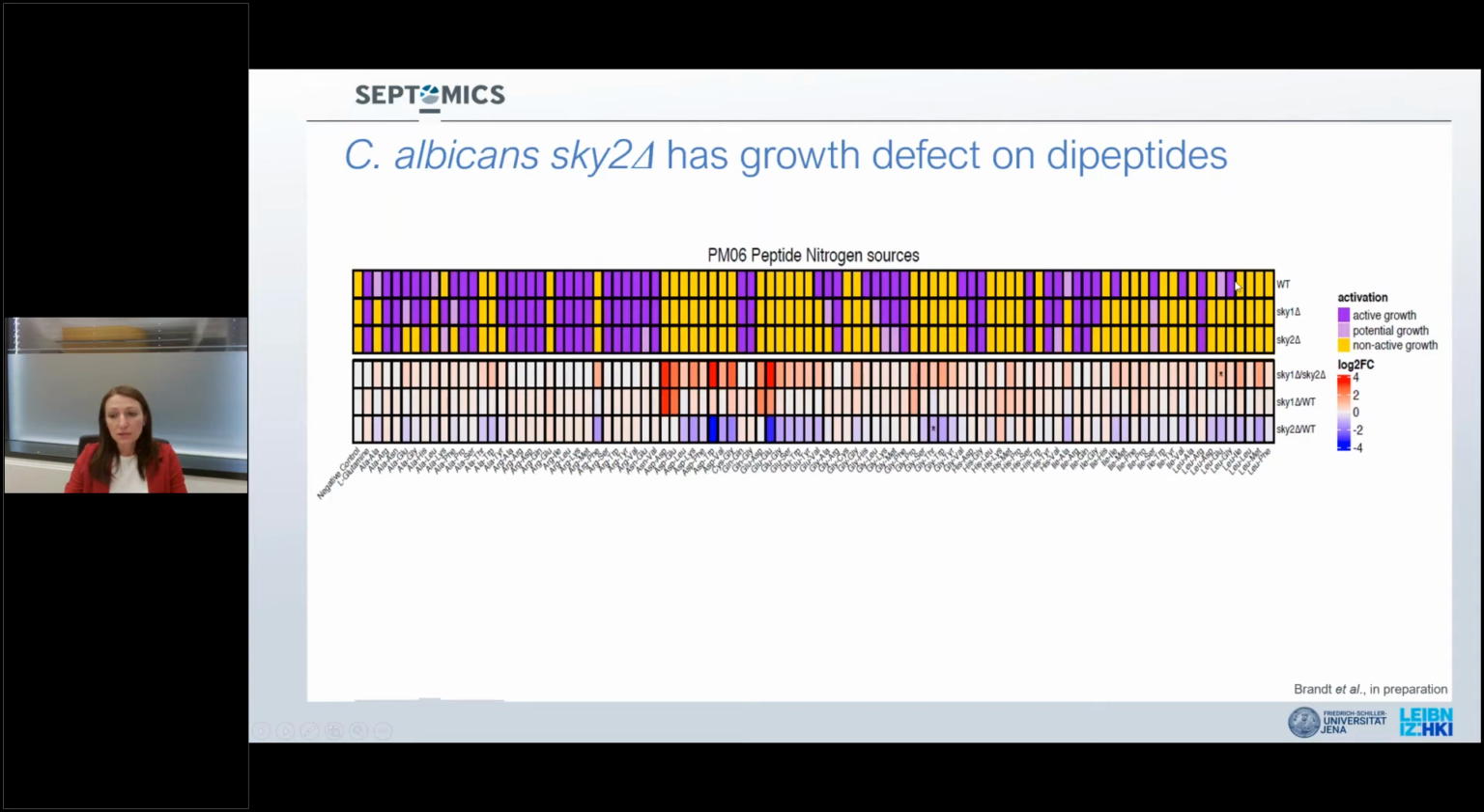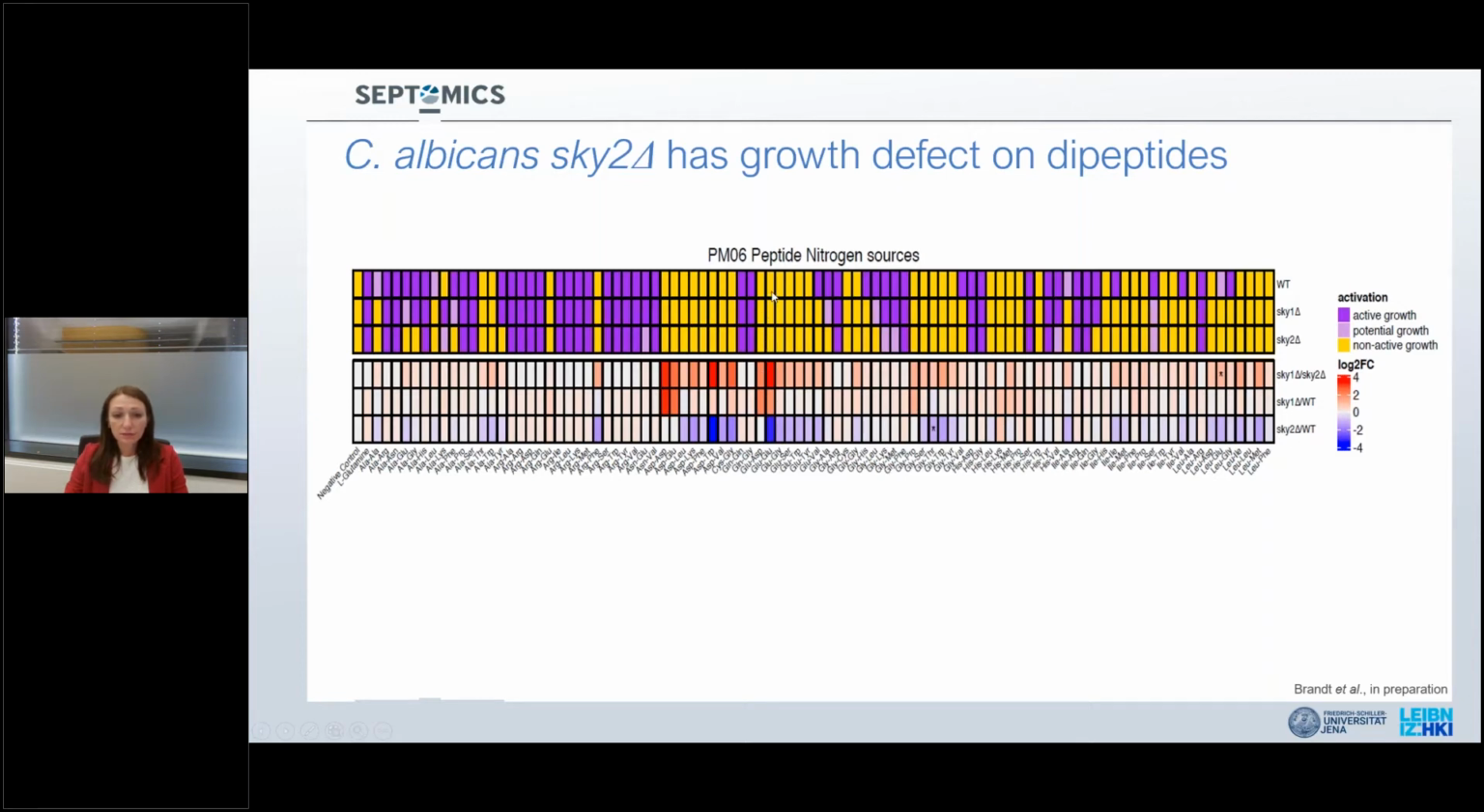So here you can see with purple the active growth of the wild type, for example. In this case, both the SKY1 and the SKY2 mutant fail to grow on this specific dipeptide. In this case, all three strains grow equally well or have active growth, although here we can also see that in certain strains, for example, the SKY1 mutant has a growth advantage over the SKY2 mutant, and the opposite here, the SKY2 mutant has a growth disadvantage compared to the wild type.